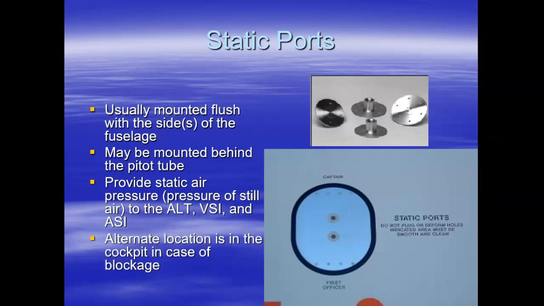An alternate static source is usually located inside the cockpit in case the external static ports become blocked. It's important to remember that if you are using the alternate static source, the pressure will be less than the pressure outside the cockpit due to the Venturi effect.